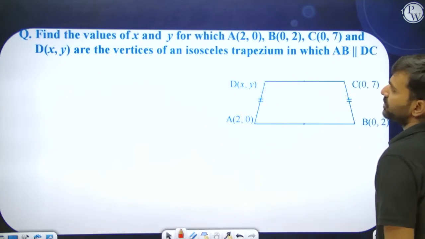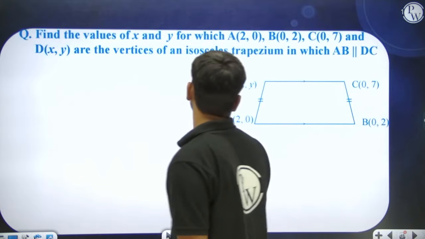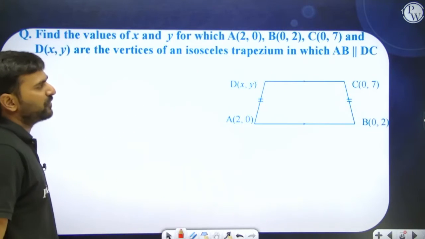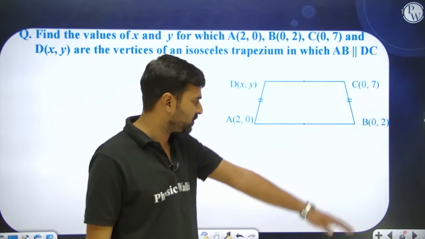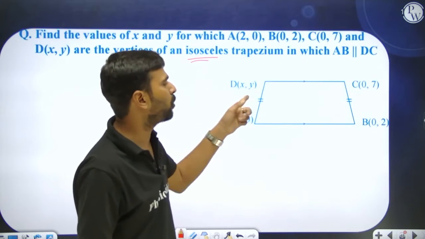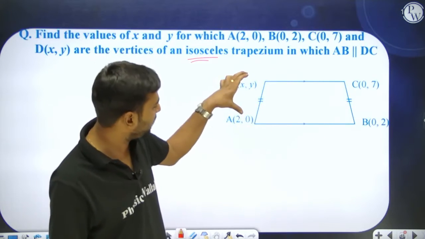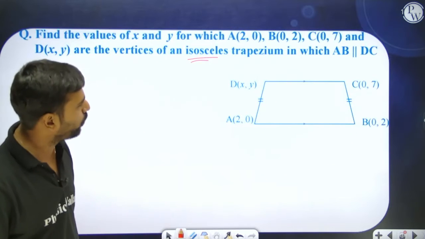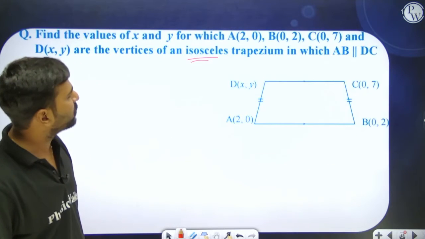Alright, moving on to the next thing. Find the values of x and y for which A, B, C, D are the vertices of an isosceles trapezium. Now in a trapezium, this side and this side are parallel, and in an isosceles trapezium, the two non-parallel sides are also equal. So this length AD and this length CB are also equal. So we need to find the values of x and y.